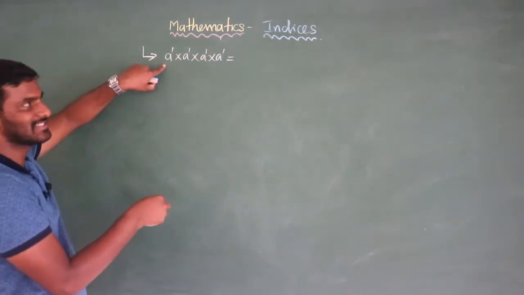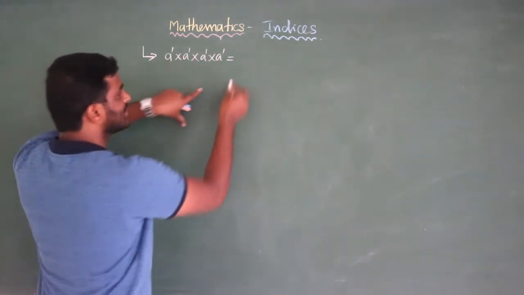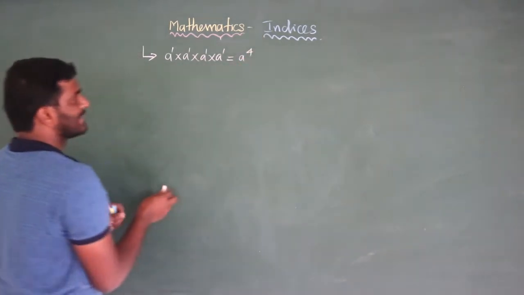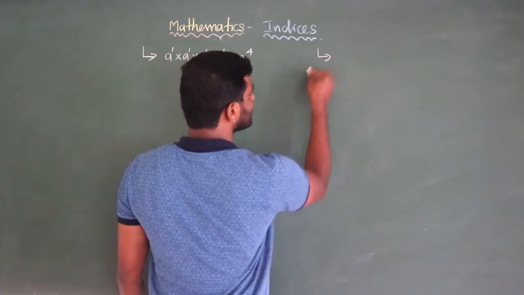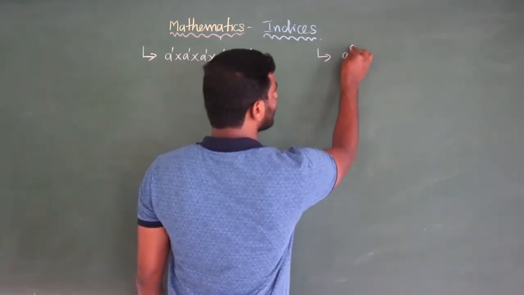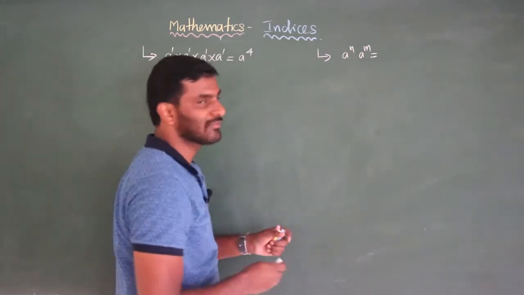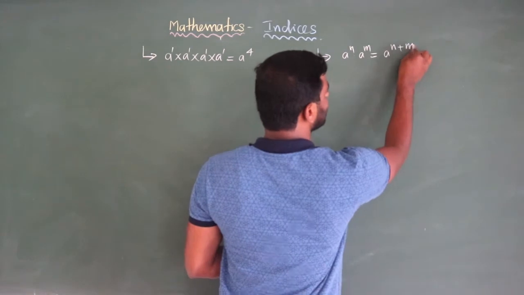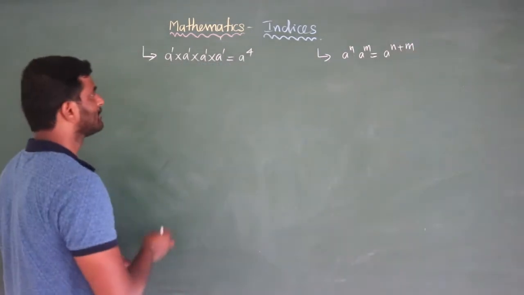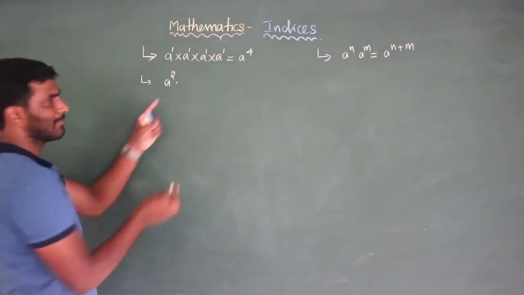Using the law of indices formula, you have to add 1 plus 1 plus 1 plus 1, that is a to the power of 4. That means we need to use the first formula: a to the power of n into a to the power of m is equal to a to the power of n plus m. Okay, the first formula.